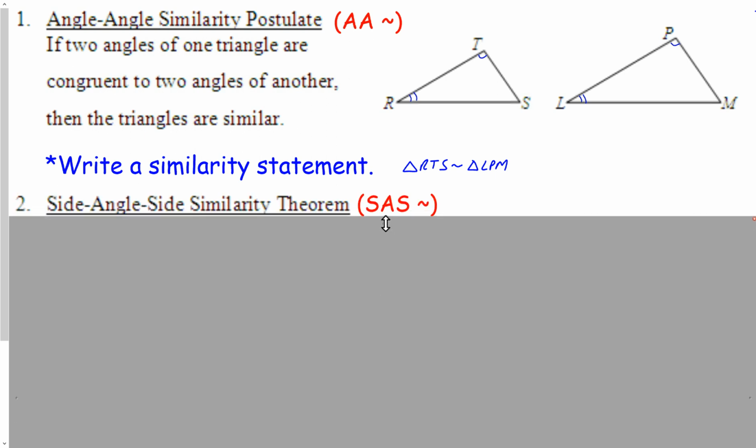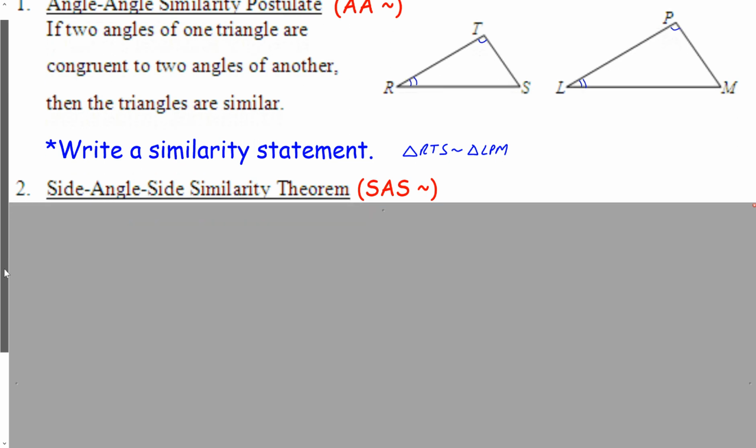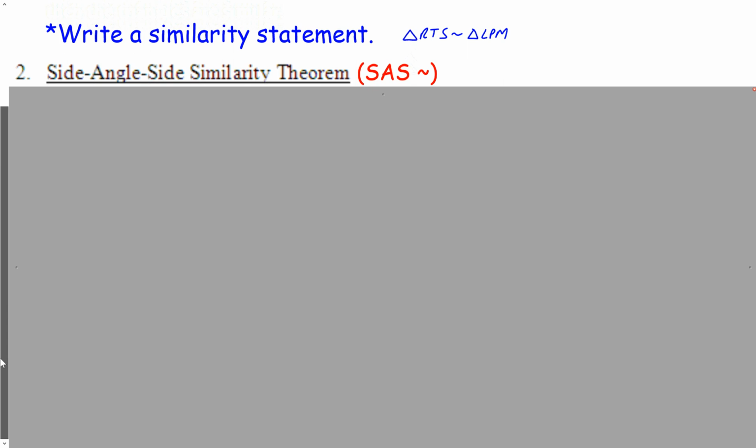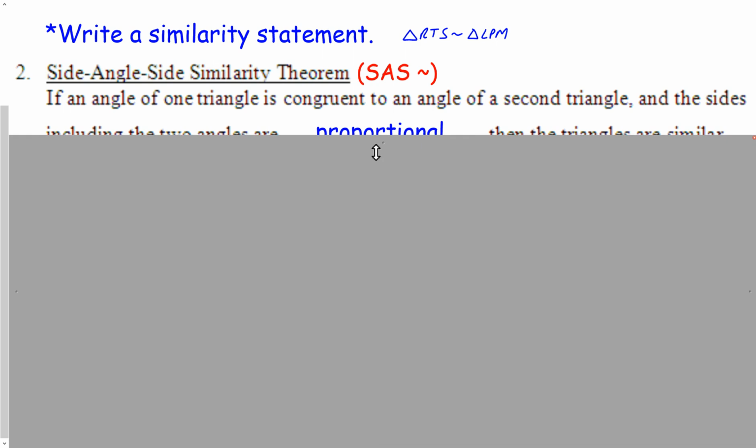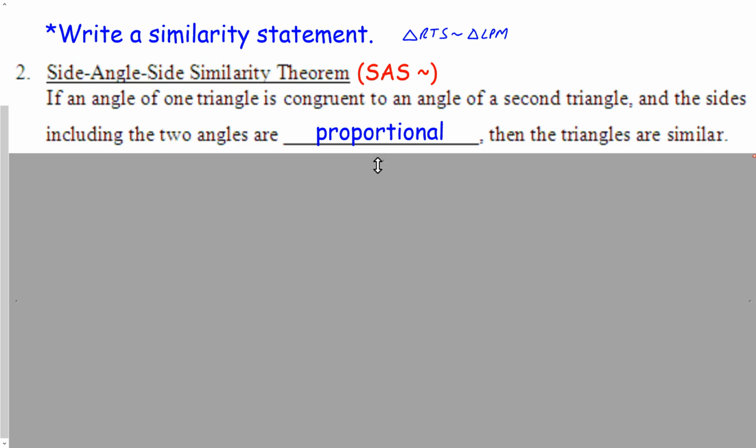The second way of proving triangles are similar is the side angle side similarity theorem. So this is similar to, but not the same as, the side angle side congruence that we've used in the past. Again, you see your abbreviation. So here, if we know an angle of one triangle is congruent to an angle of a second triangle, the sides including those 2 angles, that's the key. The angle has to be the included angle. If those sides are proportional, then the triangles are similar.